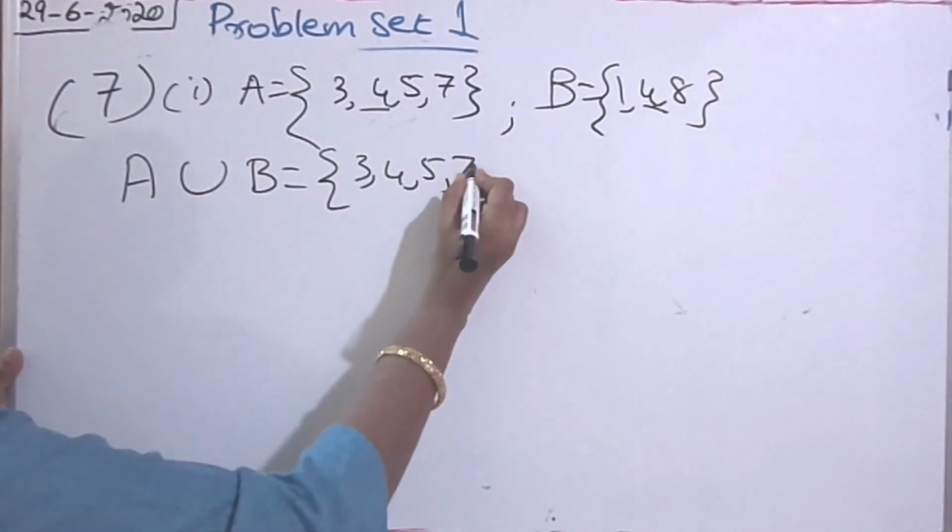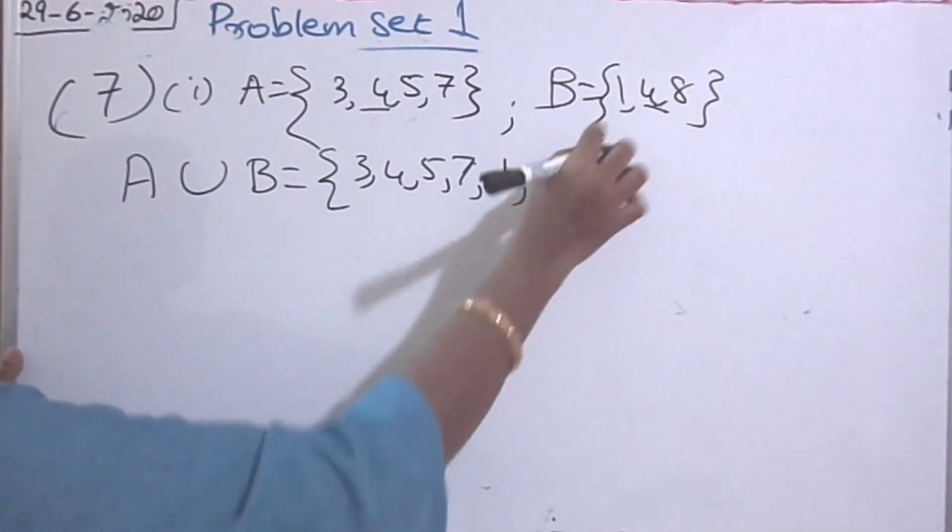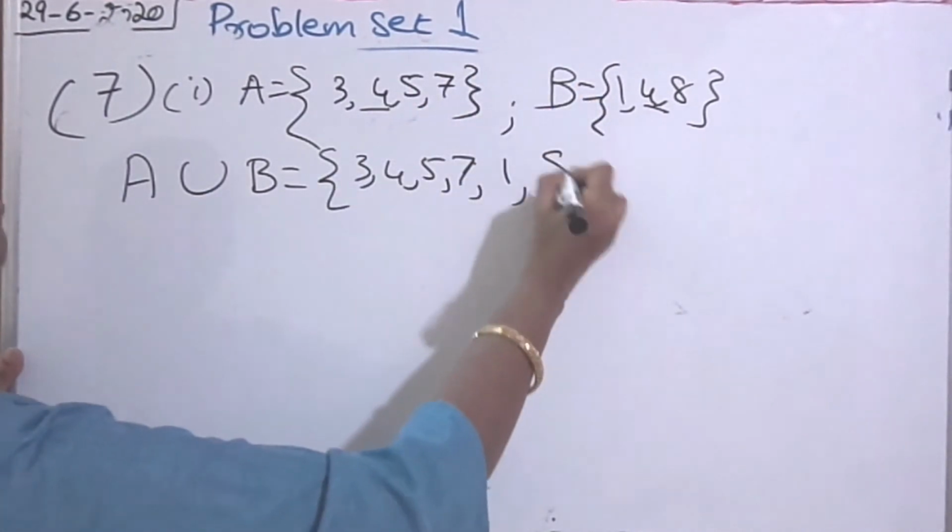First I am writing all elements of A. Now I will write the common only ones. B contains the element 1. 4 I am going to write once only. That's common. 8.